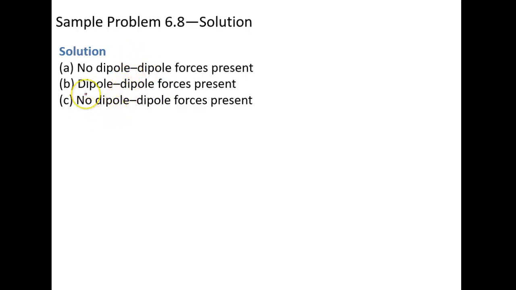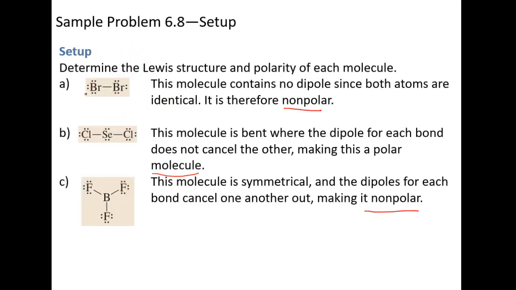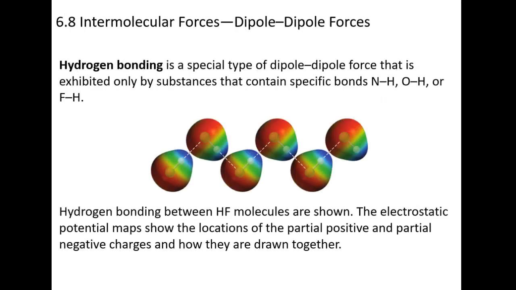So let me go back here. Bromine is nonpolar, so there is no dipole-dipole. This is polar, so therefore there are dipole-dipole forces. Since these all cancel each other out, technically this molecule is nonpolar, so there is no dipole. Okay?